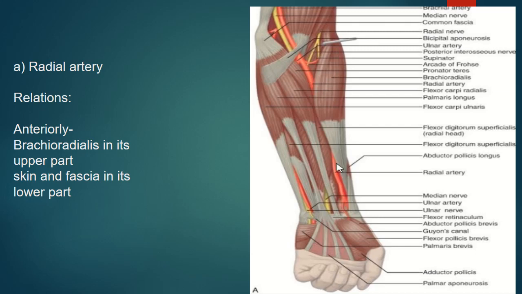While in the lower part, as you can see, this radial artery is only covered by the skin, superficial fascia and the deep fascia. It is actually this part of the forearm where the radial artery is superficial and the radial pulse can easily be felt here.